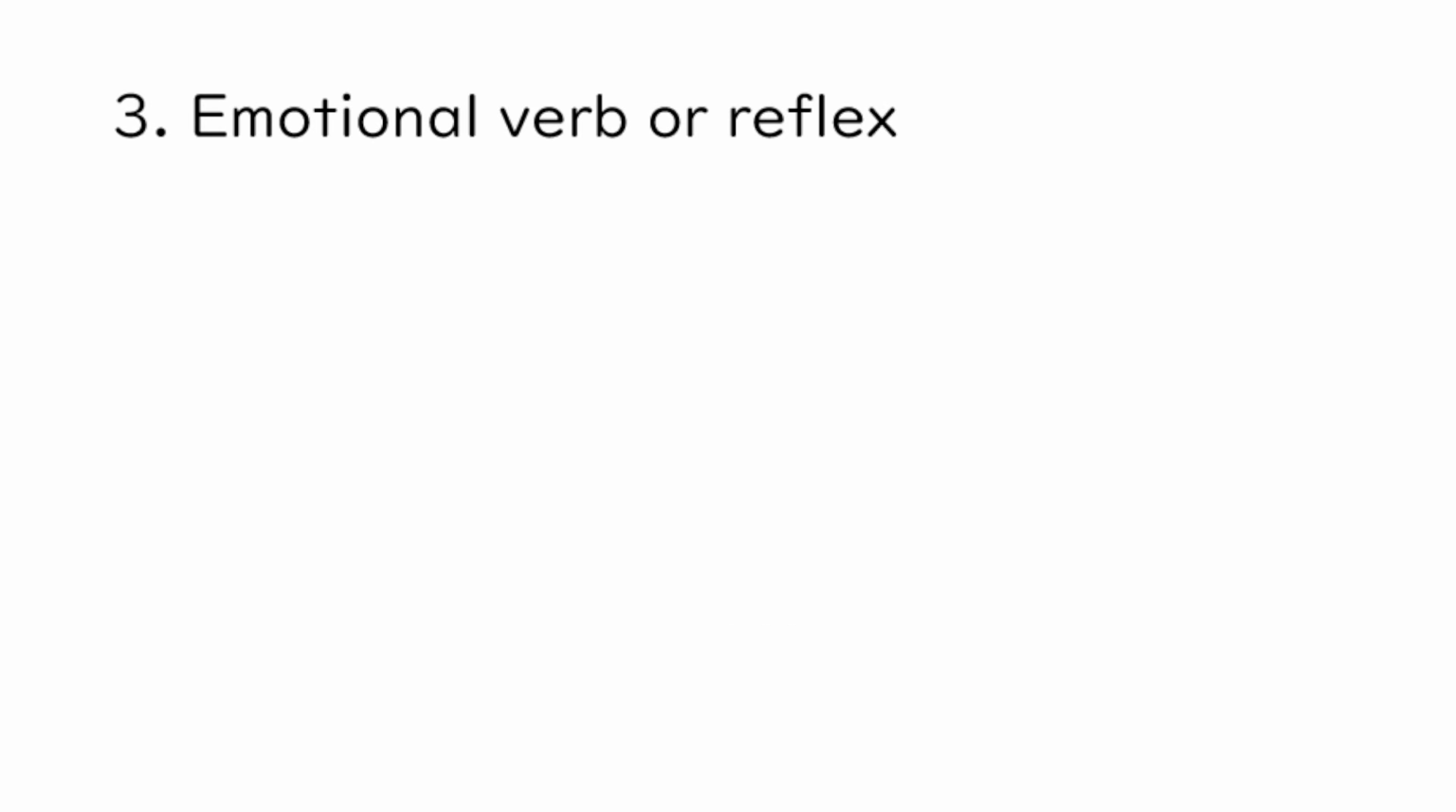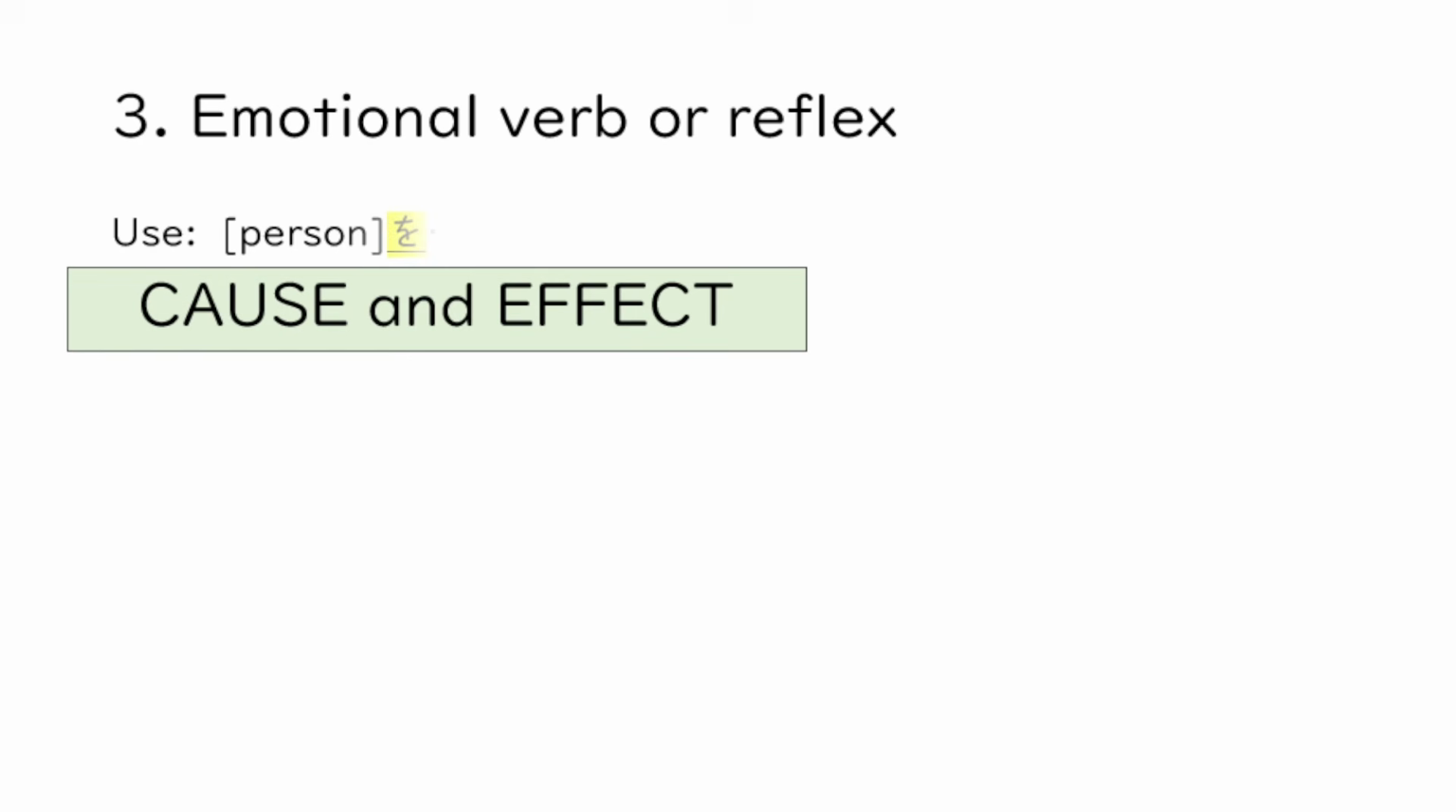When we use causative forms with verbs that describe emotions or reaction, something interesting happens. In these cases, the sentence always expresses a clear cause and effect relationship, and we always use o to mark the person who reacts. Let's take a look at a couple of examples.